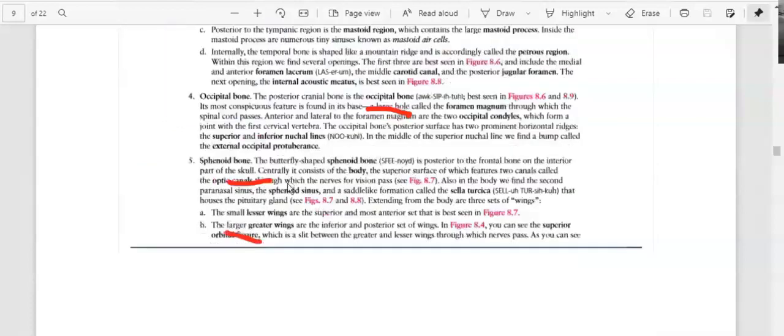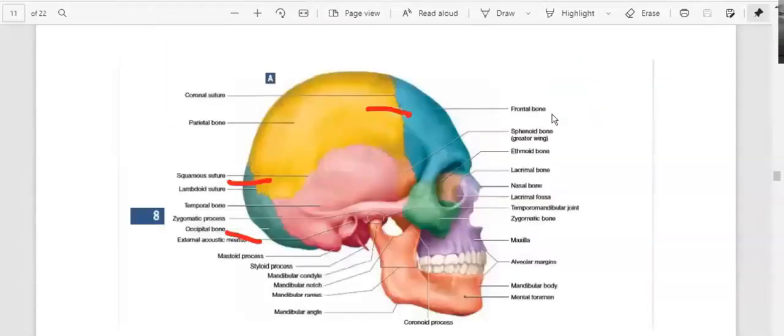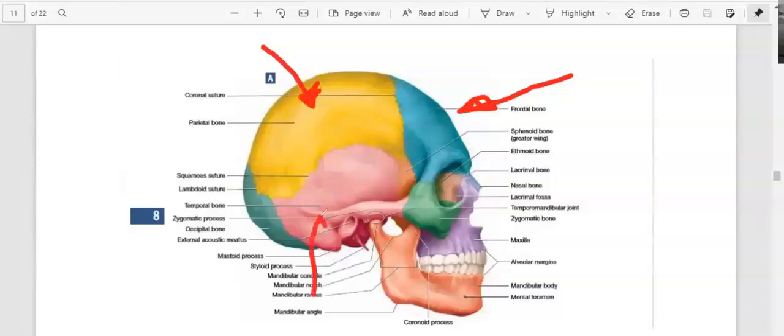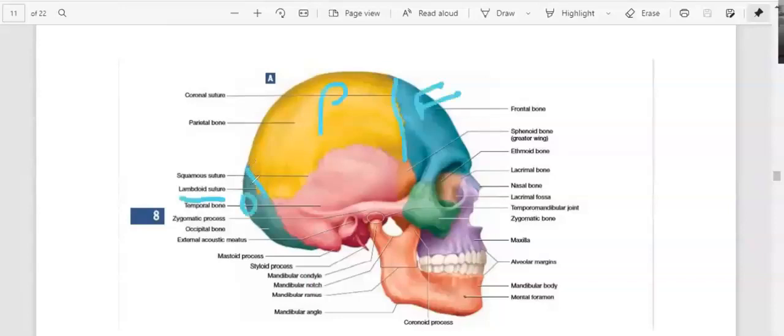So if we scroll down right here, what bones are going to make up our skull? We have frontal bone on top, parietal bone right here, temporal bone, occipital bone. Lambdoid suture, that's this one right there, between the occipital and parietal. Between the frontal and the parietal, coronal suture right there. Then you have another suture right here in between the parietal bone and the temporal bone. This is going to be the squamous suture.